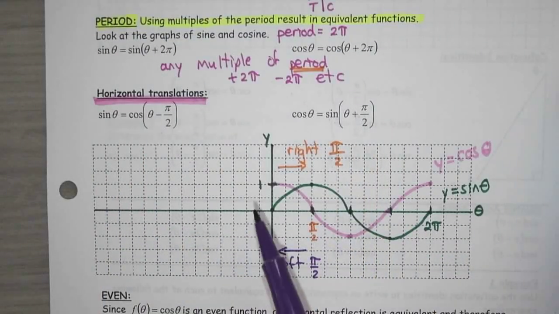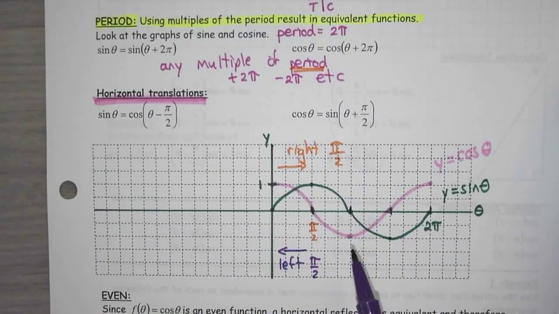So I can make a sine into a cosine graph, or a cosine graph into a sine graph by shifting it by a horizontal translation of pi over 2. And it's an equivalent expression. That makes sense, equivalent? So equivalent just means make it equal, and we can use translations to do that.